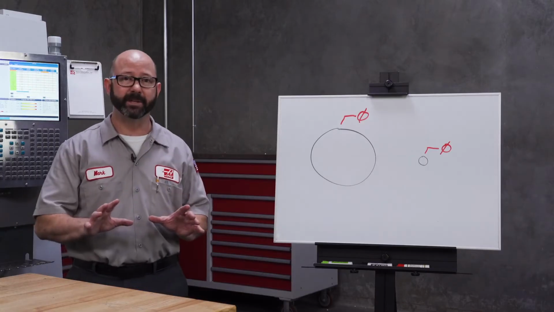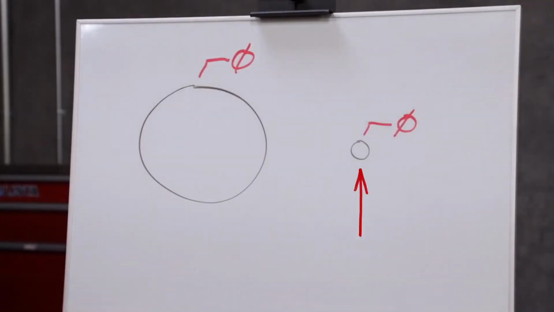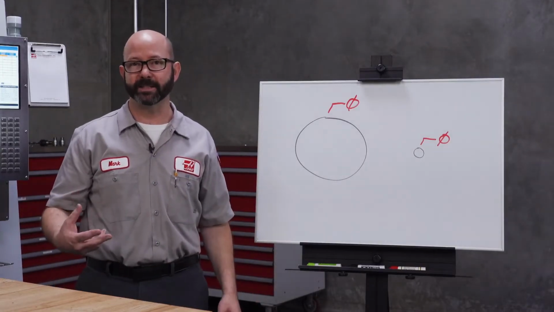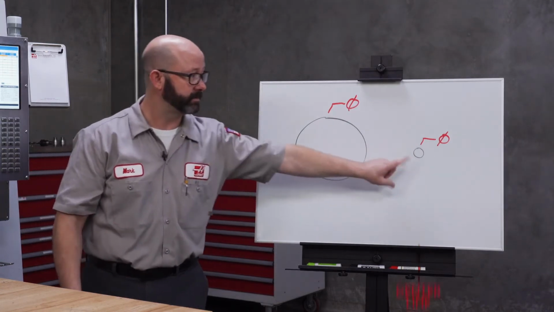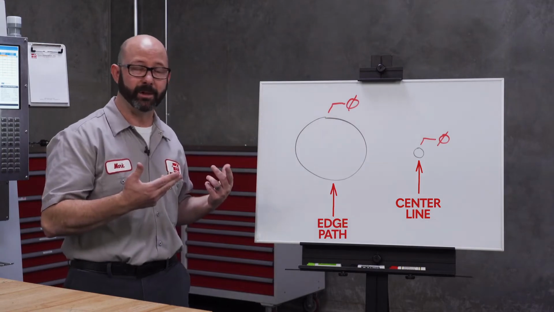Now, this happens because our tool thinks that it's going this far when it's actually going this far. If you see this, and you will eventually, it's because our programmed feed rates are based off the path the center line of the tool follows, and not the path that the edge of the tool follows, which is much larger.